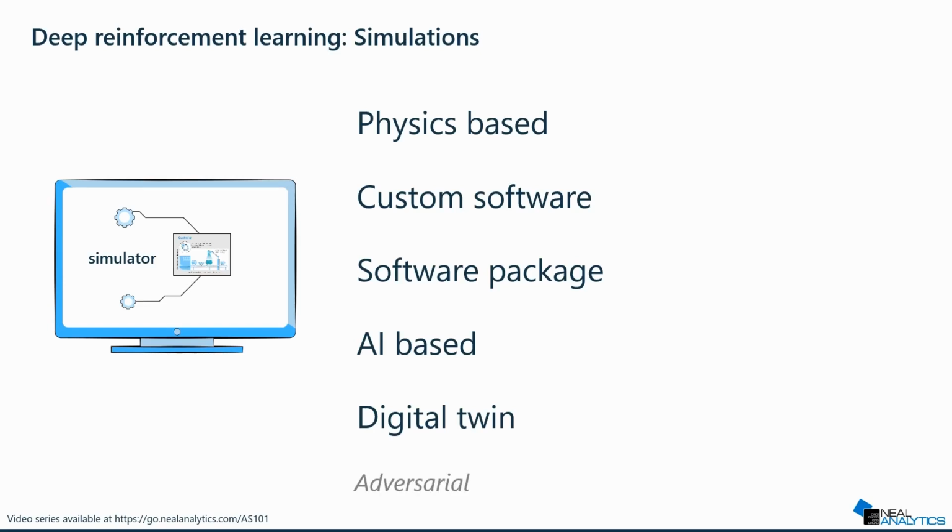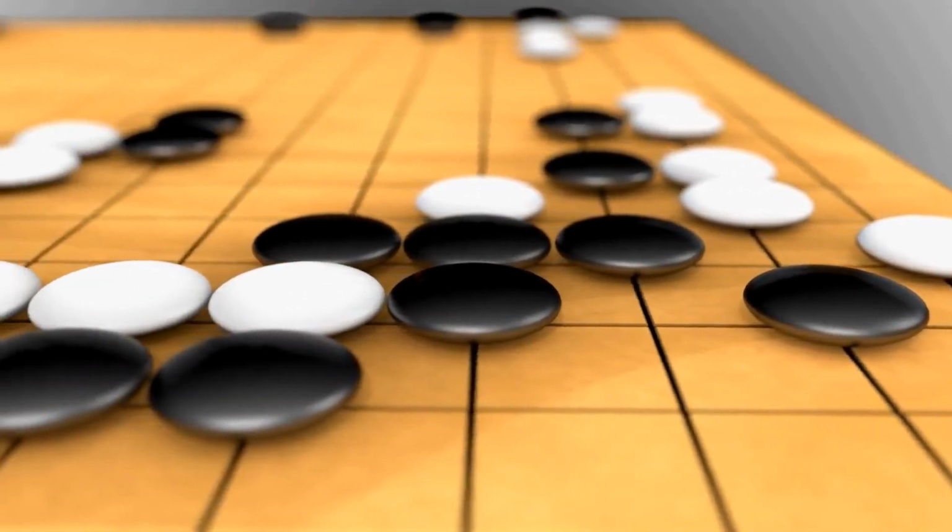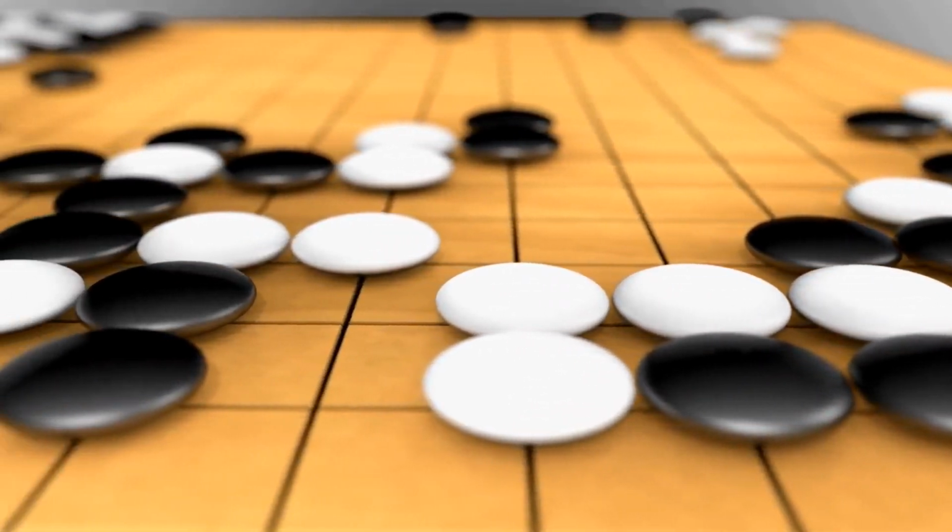Before I go into more details about those 5 simulation strategies, I wanted to quickly mention the concept of adversarial training, where 2 instances of the same software are training each other. Although this is a very powerful and fast method for training an AI, it's only applicable for applications such as gaming. For instance, this is the model DeepMind from Google used to train its Go AI.